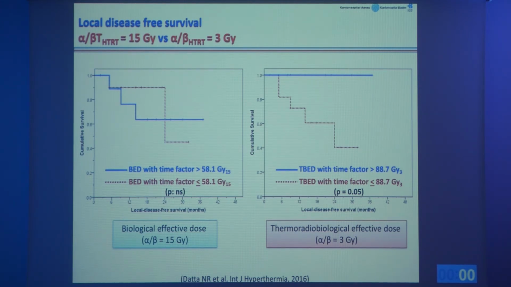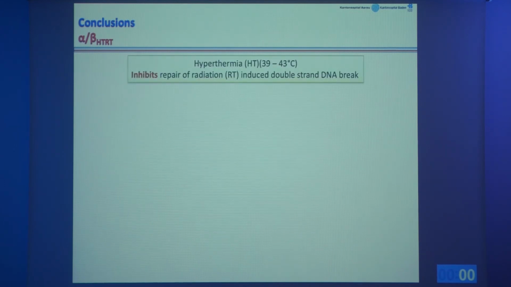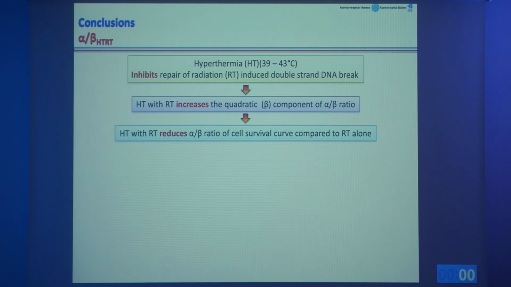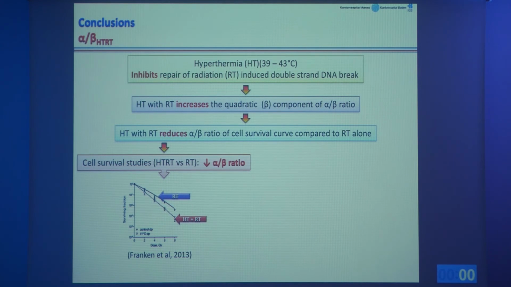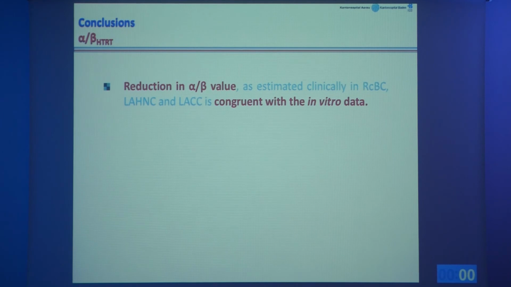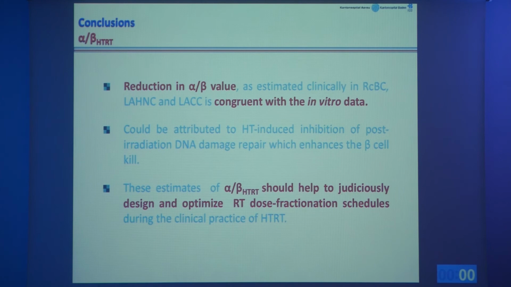I'm just finishing, last slide. So to conclude, hyperthermia acts by inhibiting repair. It leads to an increase in the quadratic component. It reduces the alpha beta values, which we see from cell survival and also from the clinical trials. And finally, the reduction of alpha beta seen here is congruent with the in vitro data, and this is certainly because of the higher beta cell kill, and these findings can be used for computing dose fractions in clinical practice.